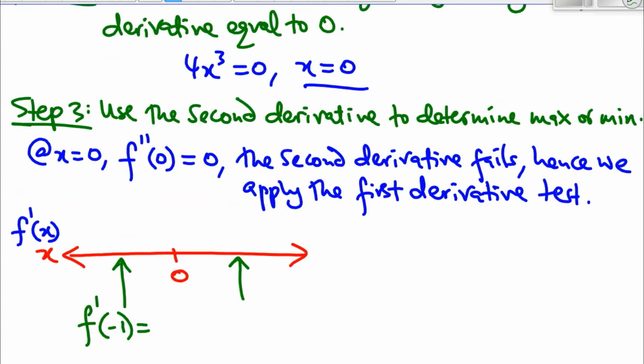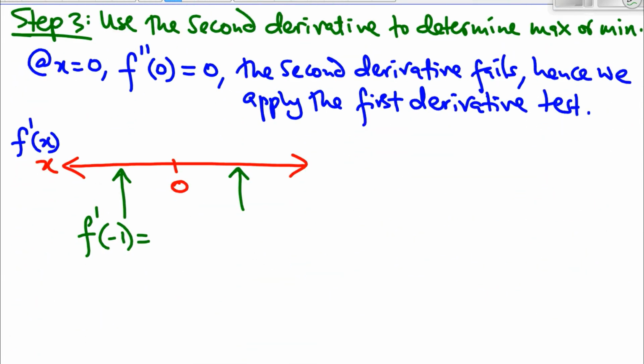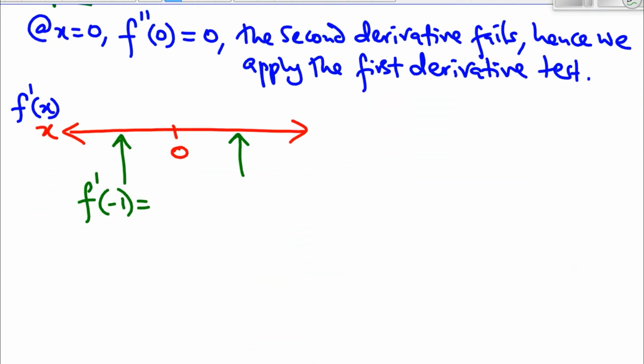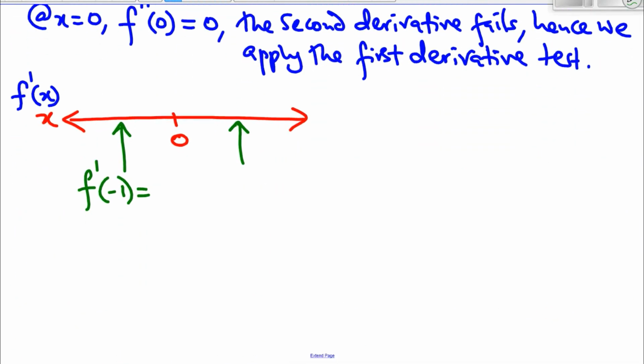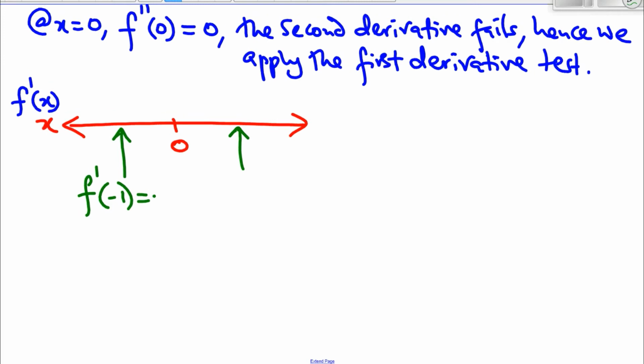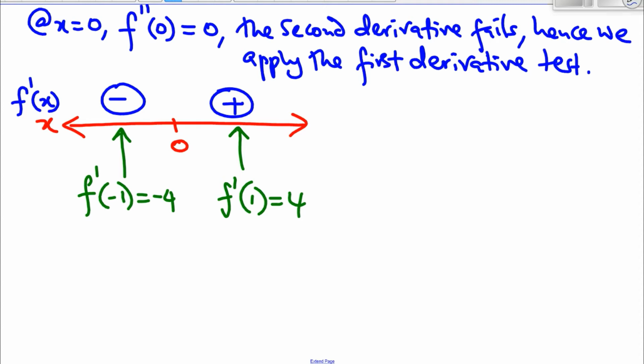If you plug -1 here, now remember you're plugging into the first derivative, you'll end up with -4. If you plug in 1, you'll end up with 4. So we can notice that the first derivative is actually changing. Here it's negative and here it's positive. Negative means you are going downhill, positive means you're going uphill. So what we have is a minimum point.